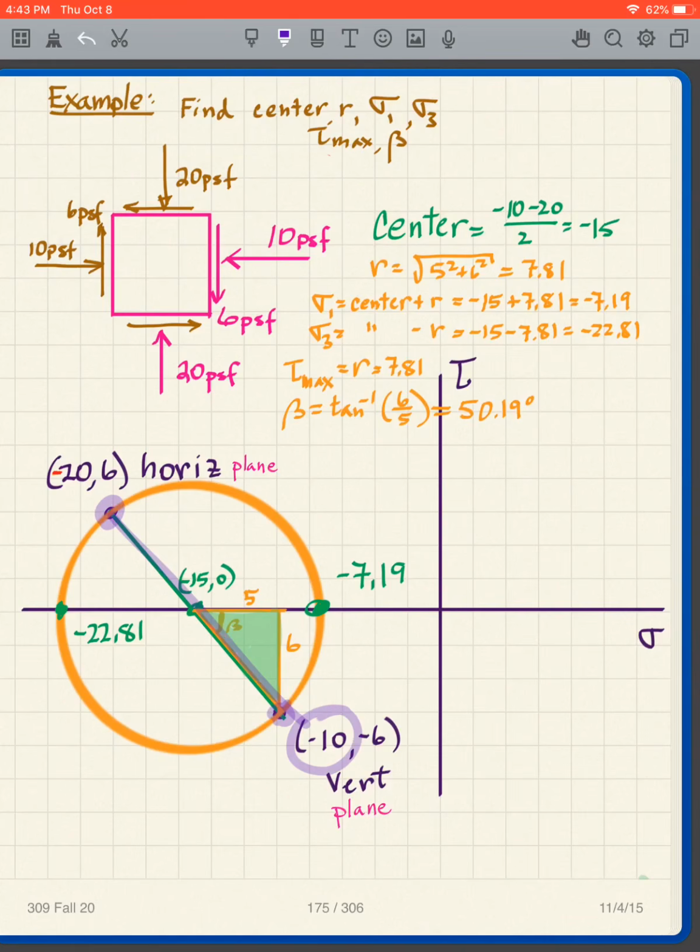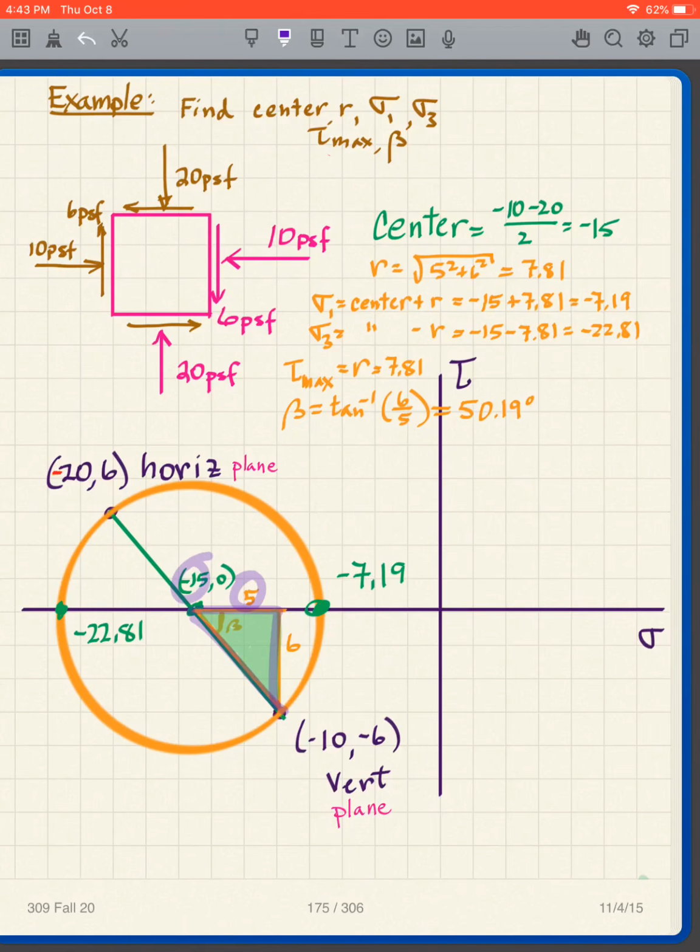I take an average of the x-coordinates. So I have negative 10 minus 20 over 2, which is negative 15. And I could draw this triangle if I wanted to. I chose that one. It doesn't really make any difference. But showing this one, since this is negative 15, that's 5.